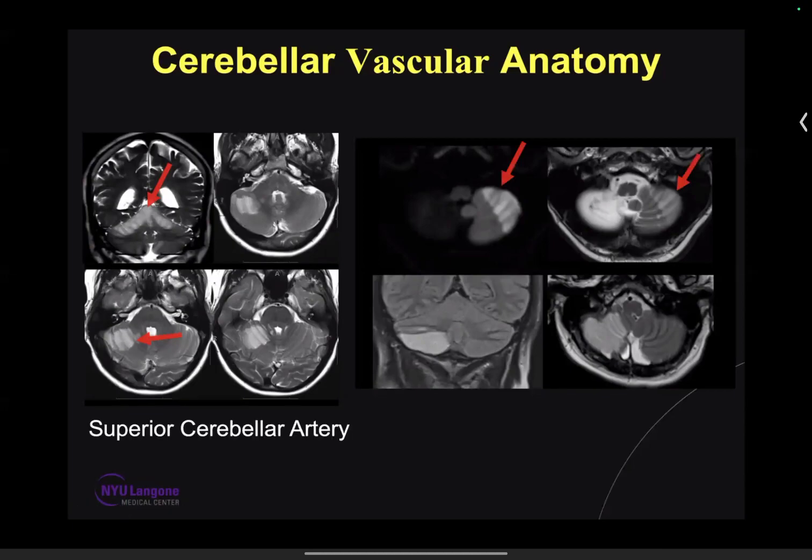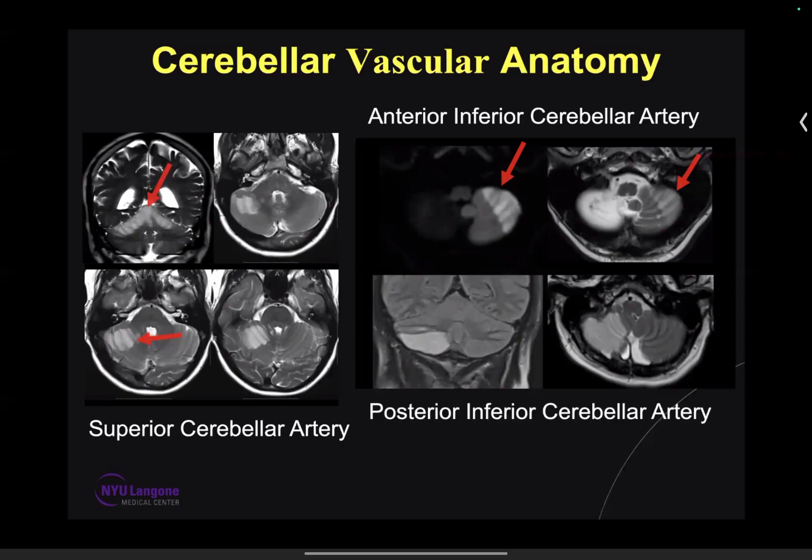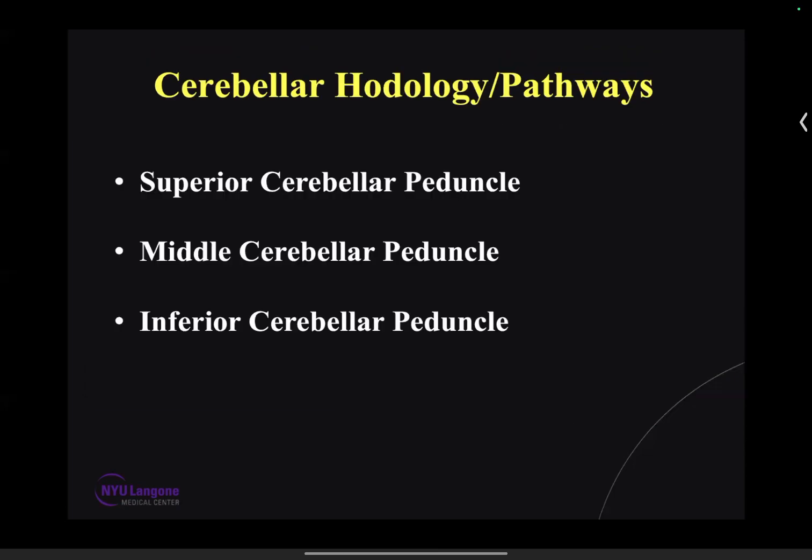That's your AICA. AICA infarcts are much less common. They can also involve the middle cerebellar peduncle, some of the AICA infarcts. And then PICA infarcts are probably the most common we see in the cerebellum. And then, of course, I'll talk a little bit more in detail about Wallenberg syndrome, the dorsolateral medullary infarct, which is part of the PICA territory.